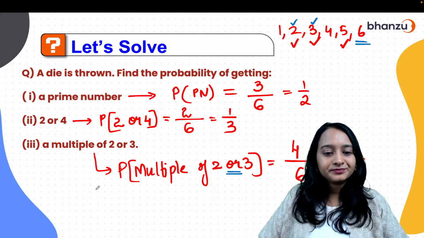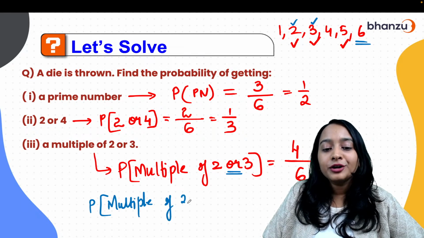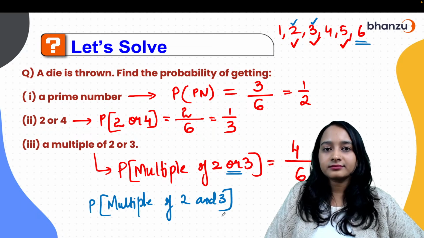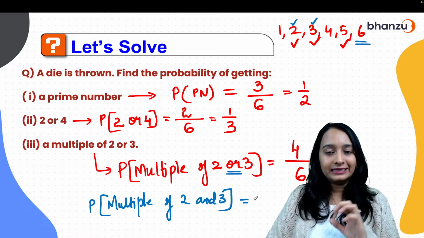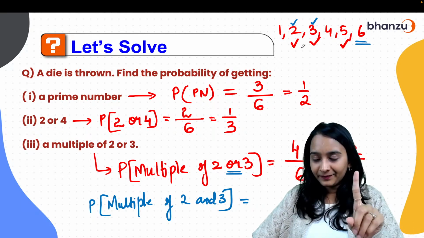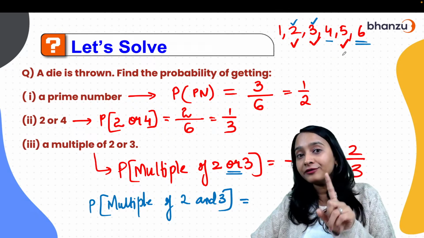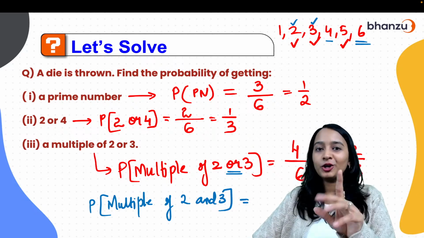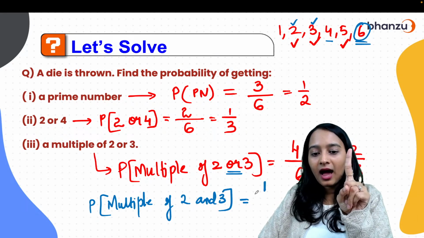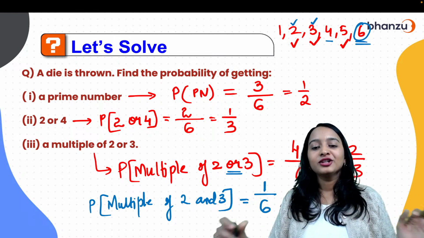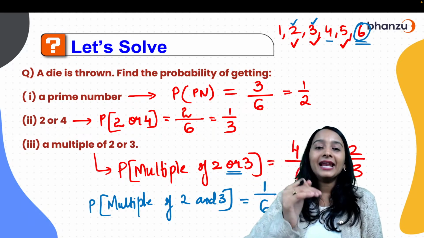If I say and, probability of getting a multiple of 2 and 3. If I say that, then you have to pick a number which is a multiple of 2 and 3. Now, if I pick 2, it's not a multiple of 3. If I pick 3, it's not a multiple of 2. If I pick 4, it's not a multiple of 3. It is definitely a multiple of 2, but not 3. So, there you have 6. So, only one possibility is there out of the 6 digits that we have. So, the probability is 1 by 6. Now you understand the difference between or and and.